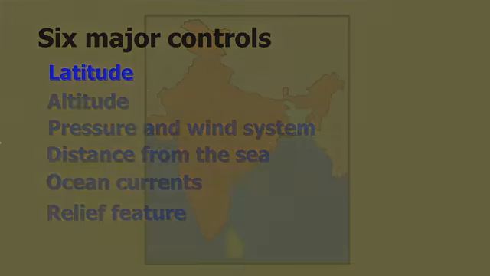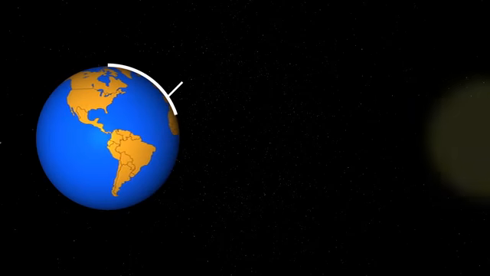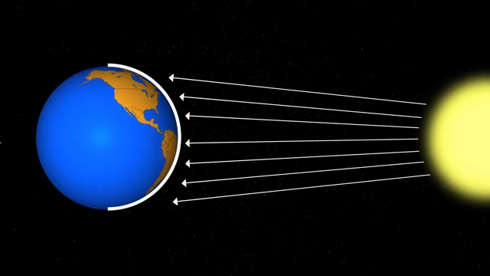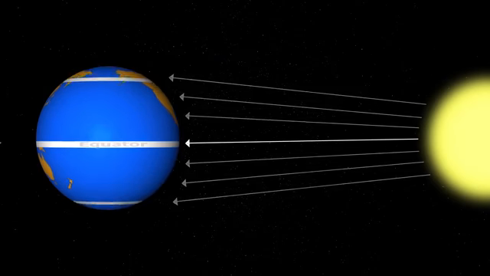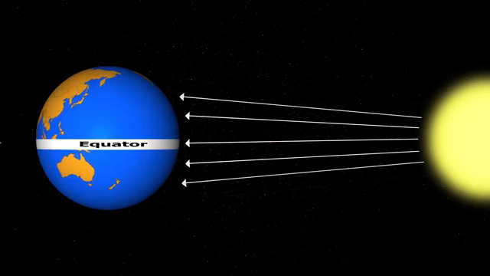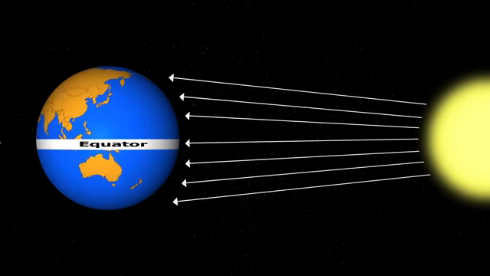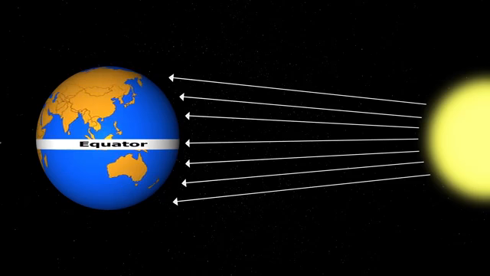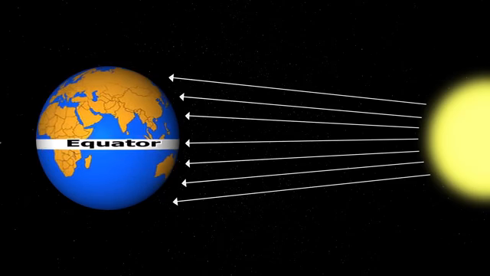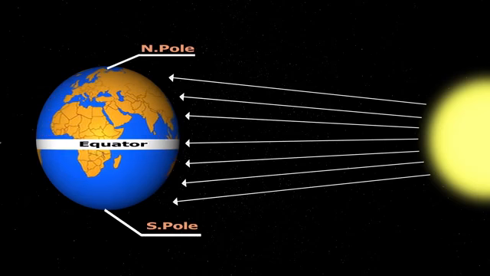If we take up the first factor, latitude, now the earth is spherical in shape. Due to the curvature of the earth, the amount of solar energy received varies according to latitude. If the equator is receiving vertical rays of the sun, gradually as you move towards the poles, the rays become slanting. So, the air temperature decreases from the equator towards the poles.